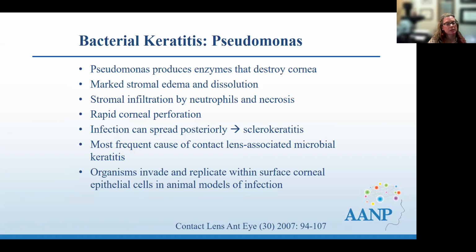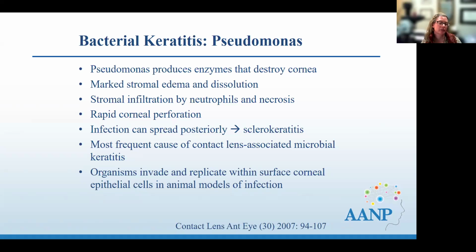Pseudomonas has enzymes that destroy the cornea rapidly, so it will be a rapid infection with rapid destruction, usually of marked edema and dissolution of the epithelium and a lot of the stroma. You'll see lots of neutrophils and necrosis, and these will rapidly progress to perforation. So this is an ophthalmic emergency. And it can spread posteriorly pretty quickly and lead to sclerokeratitis. And in terms of infections, this is the most frequent cause of contact lens associated microbial keratitis.